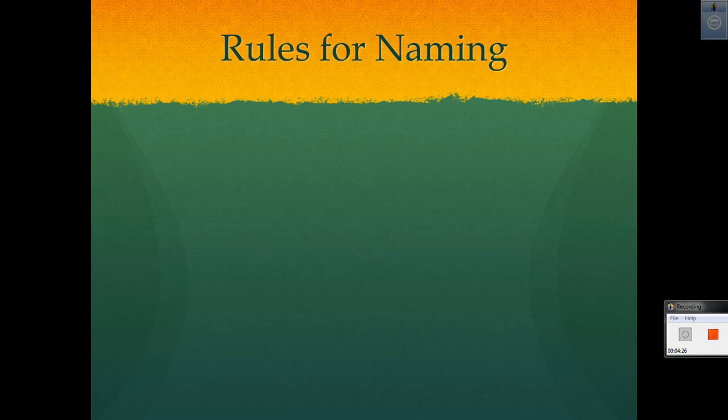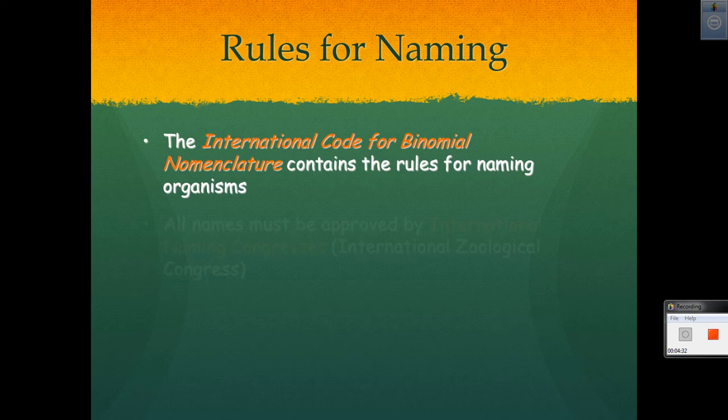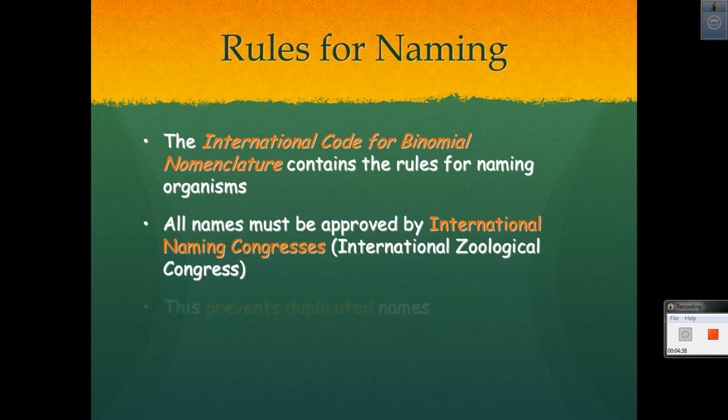So our rules for naming. The International Code for Binomial Nomenclature contains the rules for naming organisms. All names must be approved by the International Naming Congresses, International Zoological Congress, and this prevents duplicated names. Say you're doing a study in the Amazon and you find some insects, you want to make sure that you name it properly.